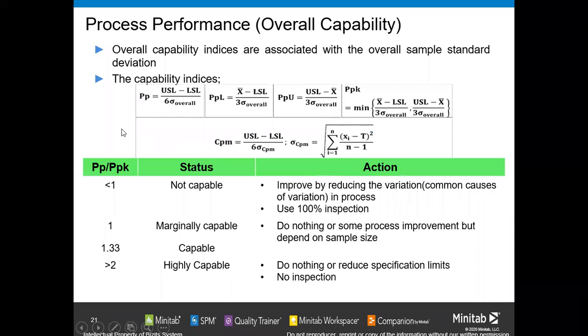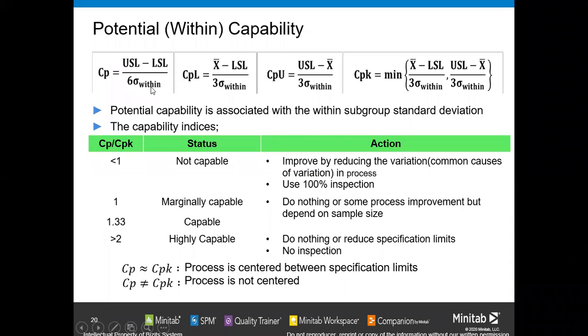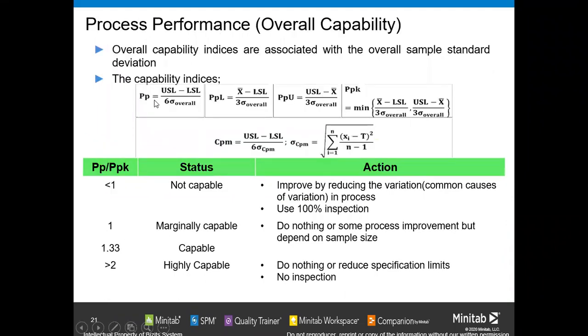Okay, same goes for the PPK, which we call process performance. The overall capability indices are associated with the overall sample standard deviation. So this one is the same but different. This one is overall. Okay, so this one is a weighting. So those are the differences between PP and CPK.